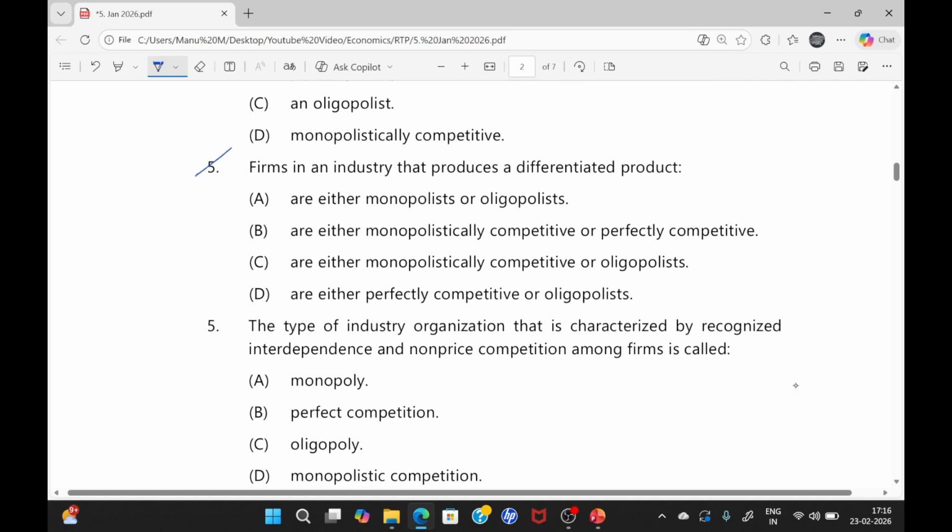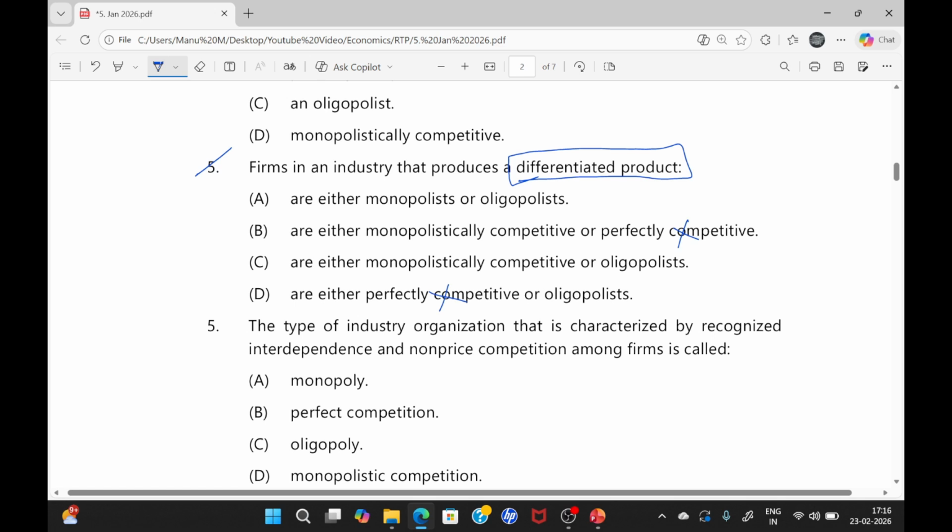Question number 5. Firms in an industry that produces differentiated products. Fine. Please understand one basic thing. A perfectly competitive market produces only homogeneous products, not differentiated products. Straight away you can exclude these options. This cannot be the answer. PD cannot be the answer.